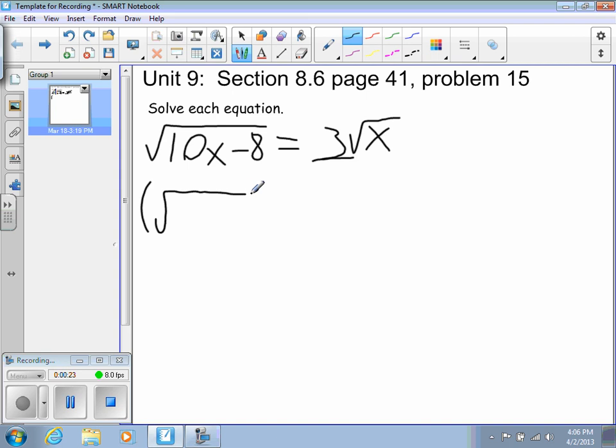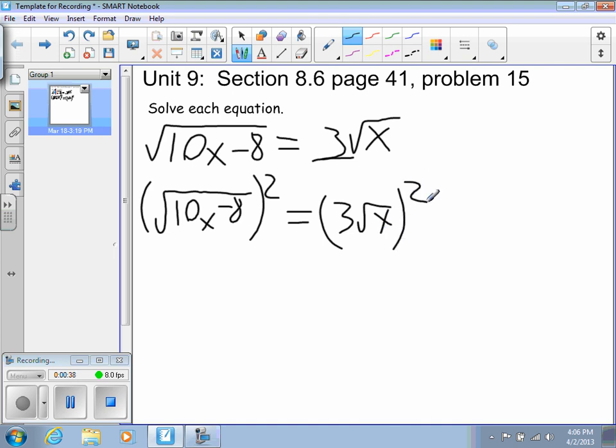So now I've got the square root of 10x minus 8 squared equals 3 times the square root of x squared. Okay, when I square this, what happens? Well, anything inside of the square root, the square and the square root just cancel out, and it remains as it was inside. Let me fix that, make it a little more legible. 10x minus 8 on this side.